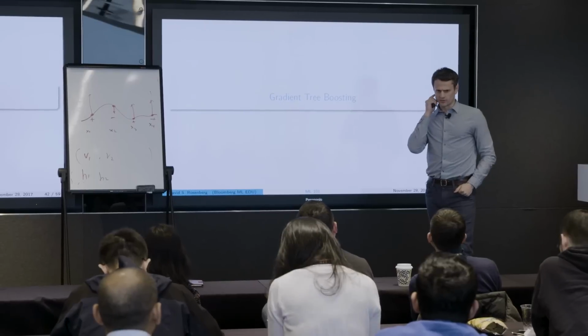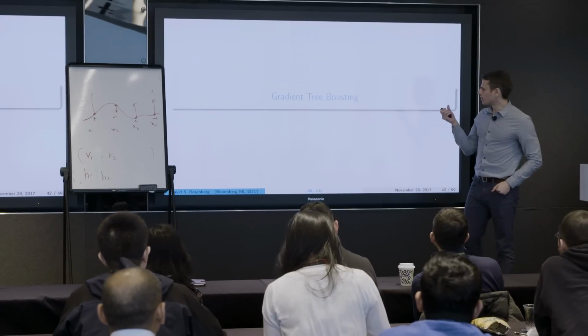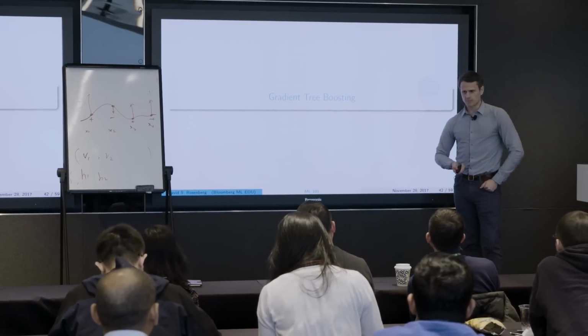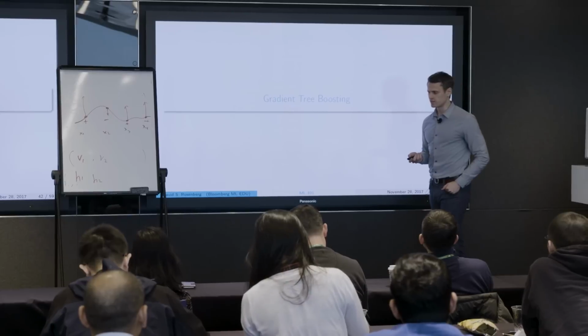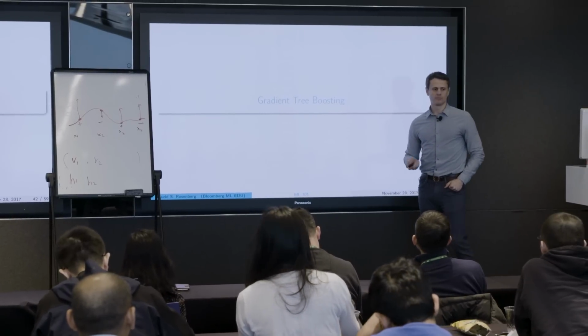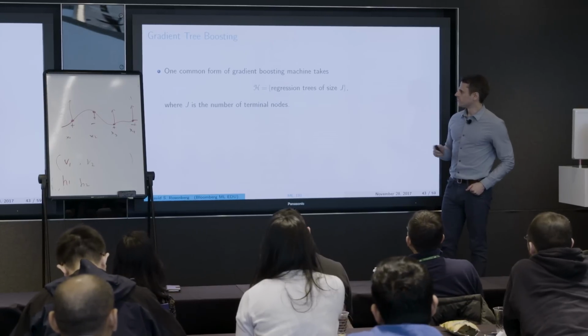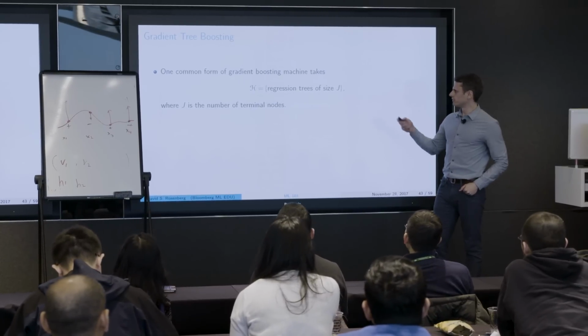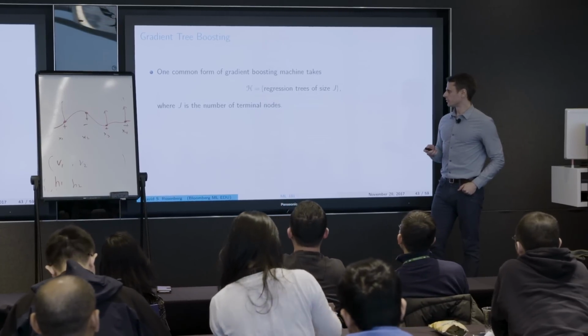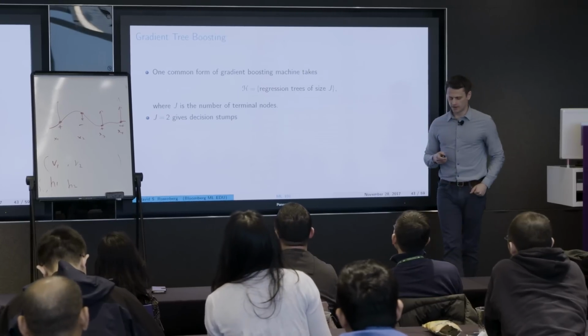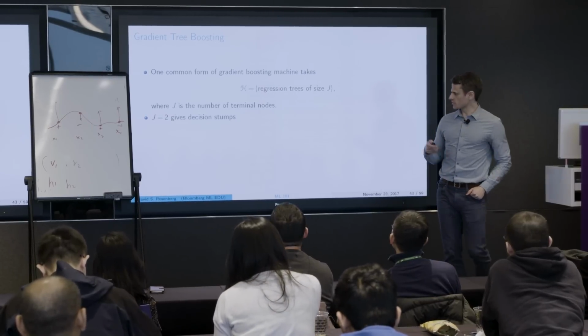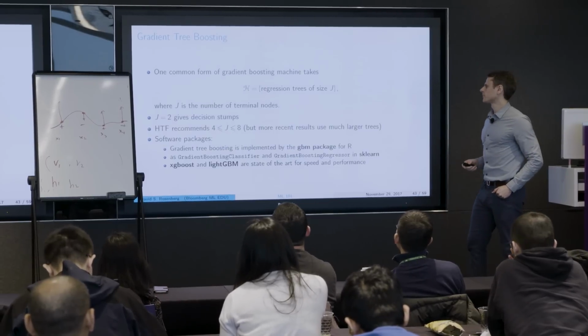Okay. So almost all successful instances I know of gradient boosting are actually doing gradient tree boosting, where your base hypothesis space is a set of trees constrained in some way or another, by depth or by number of leaf nodes or something like that. One common form is the number of leaf nodes, terminal nodes. So stumps would be 2 terminal nodes.